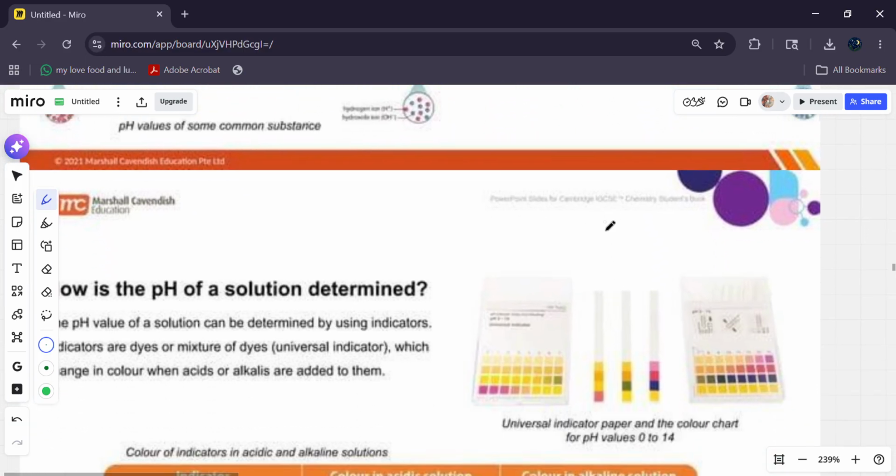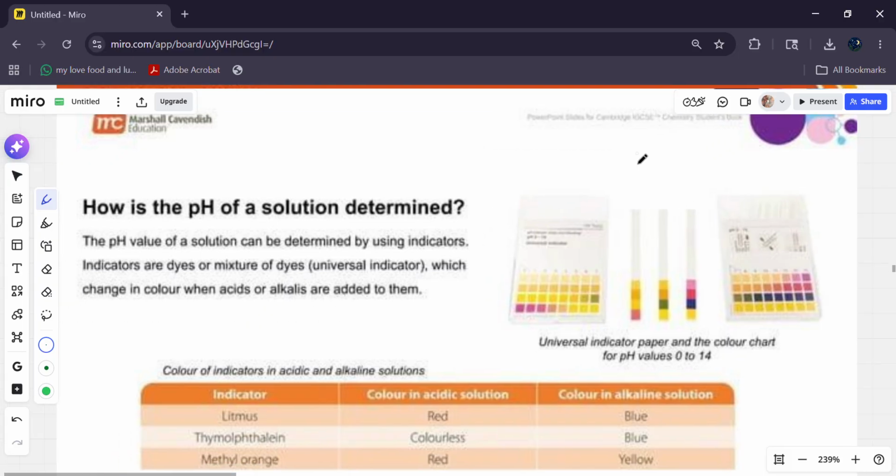So how is the pH of a solution determined? The pH value of a solution can be determined using indicators. Indicators are dyes or mixtures of dyes which change color when acids or alkalis are added to them. Besides the universal indicator, we can also use other indicators to determine if a solution is acidic or alkaline.